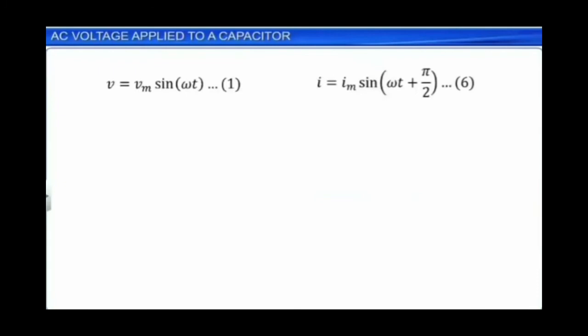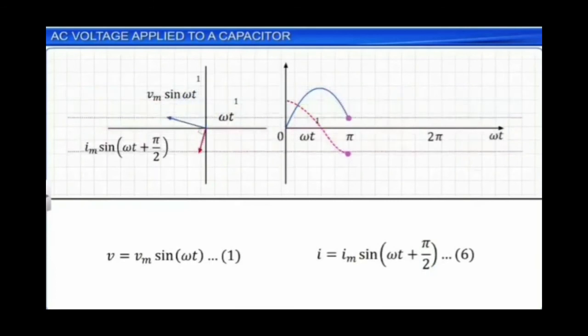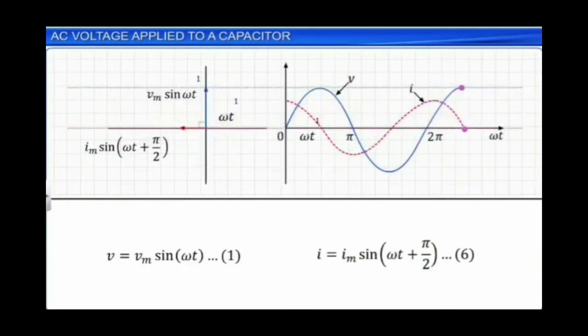Comparing the expressions of voltage and current, we can say that both of them are not in phase. There is a phase difference of π/2, and in fact current is leading the voltage by an angle π/2. The same thing we can explain with the help of a phasor diagram. The phasor diagram is as shown.